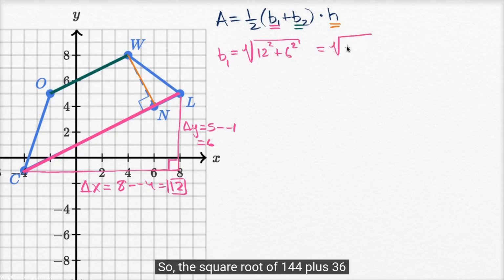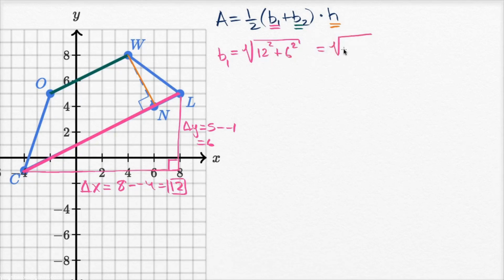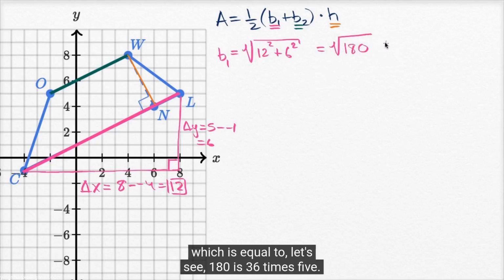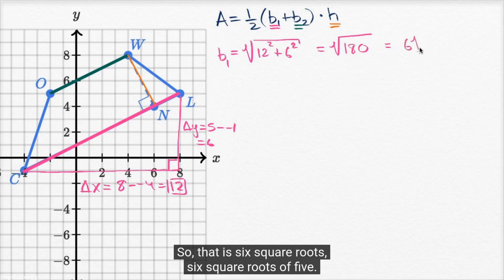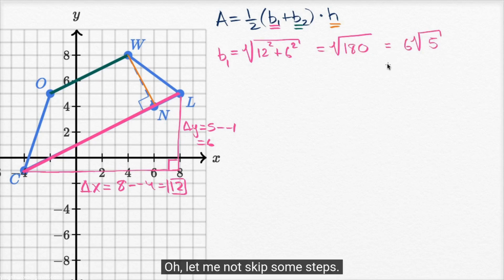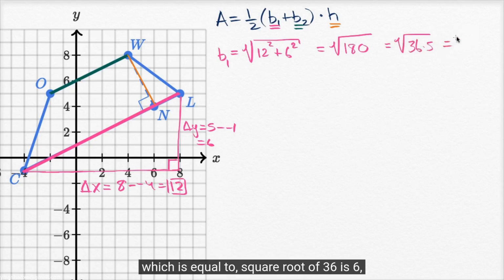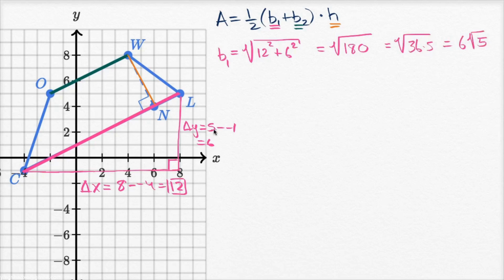So the square root of 144 plus 36 is 180, which is equal to, let's see, 180 is 36 times 5. So that is 6 square roots of 5. All right, let me not skip some steps. So this is the square root of 36 times 5, which is equal to, square root of 36 is 6. So 6 square roots of 5.